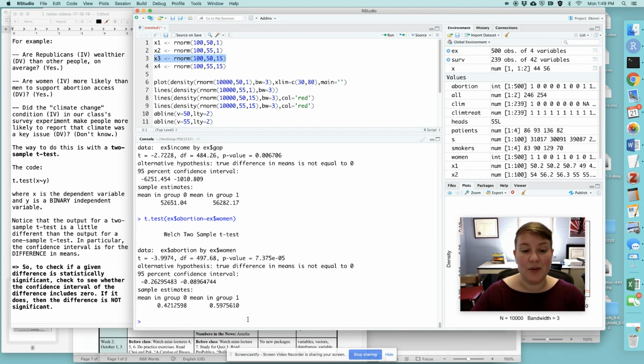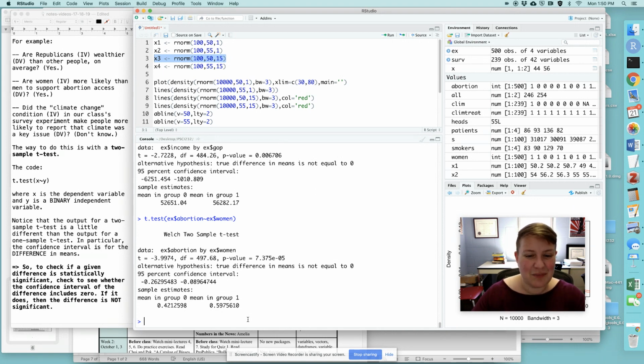All right, so in this sample, the mean in group 0, that is to say non-women, is 0.42. 42% of those people support abortion rights. In group 1, people who identify as women, it's more like 60%. And this is a very significant difference. You can see that the p-value is so small that it's expressed in scientific notation.